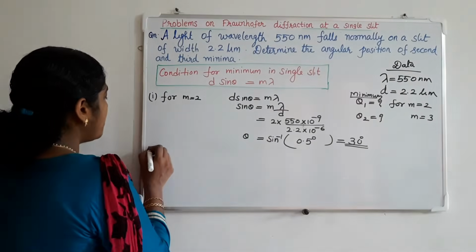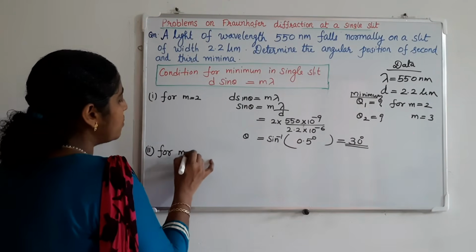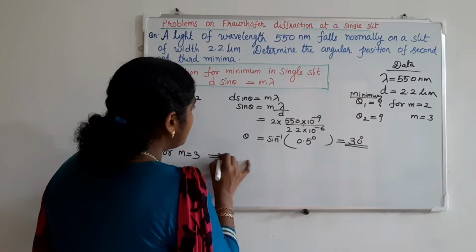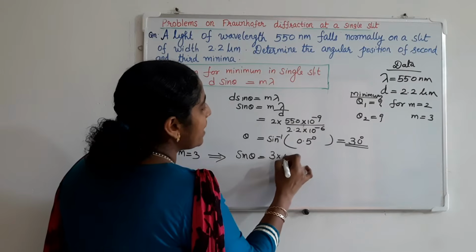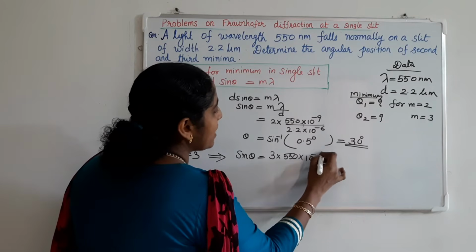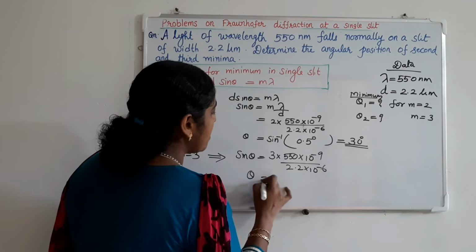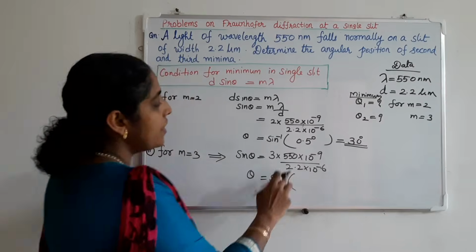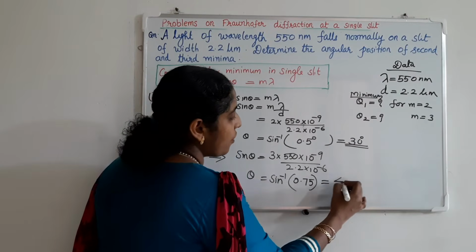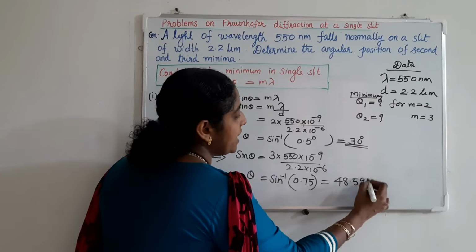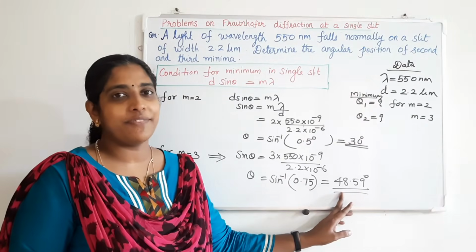Second, we can find out the angular position for the third minimum, that is for m is equal to 3. So for m is equal to 3, sin theta is equal to 3 into lambda by d, that is 550 into 10 raised to minus 9 divided by 2.2 into 10 raised to minus 6, and theta is equal to sine inverse of, on calculating this, 0.75, that is 48.59 degrees. That is the angular position for the third order minimum: 48.59 degrees.